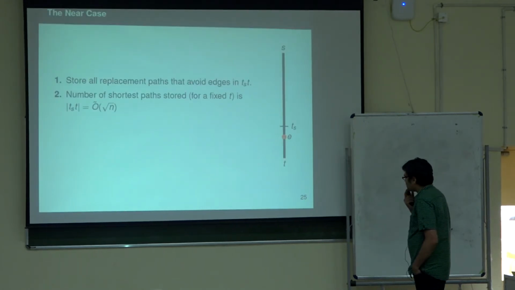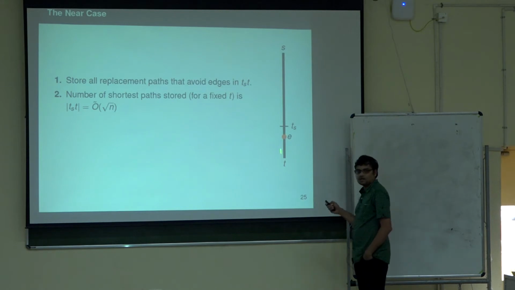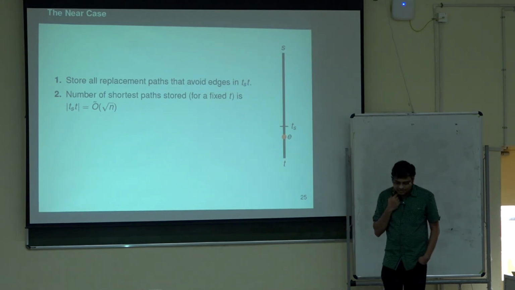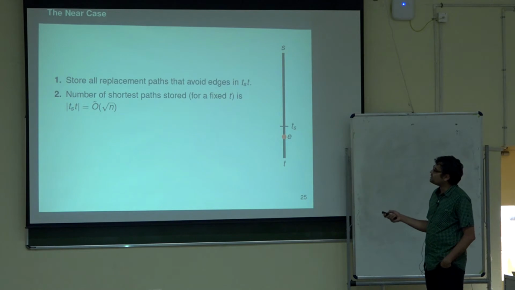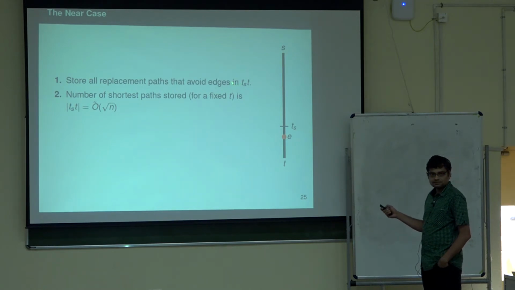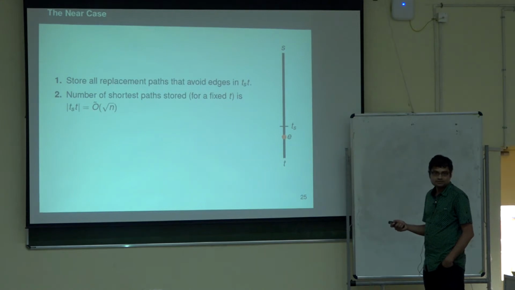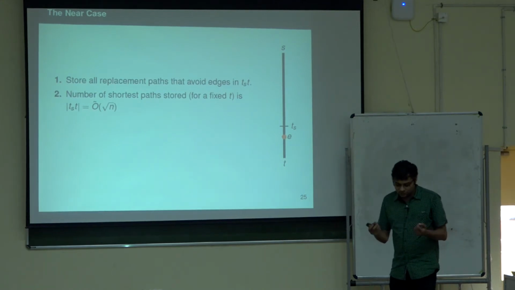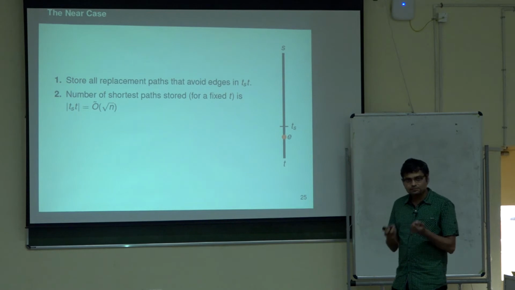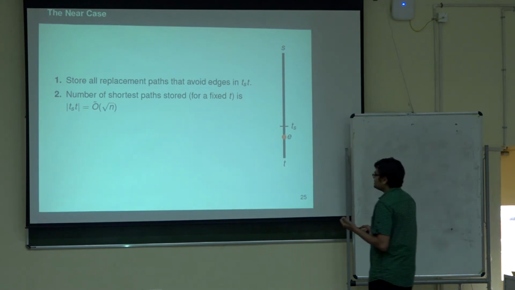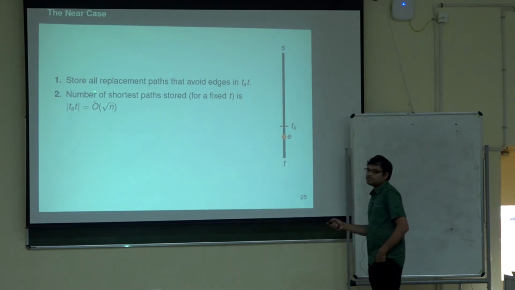So let's look at the near case, when the edge is on the tST path. What I will do is the following. I will store all the replacement paths avoiding edges in the path tST. Because the size of tST is roughly order square root of n, the number of shortest paths that I am storing is roughly order square root of n. Again, I am not storing the actual path, I am just storing the length of the path. That's why the number of shortest paths that I am storing is order square root of n.